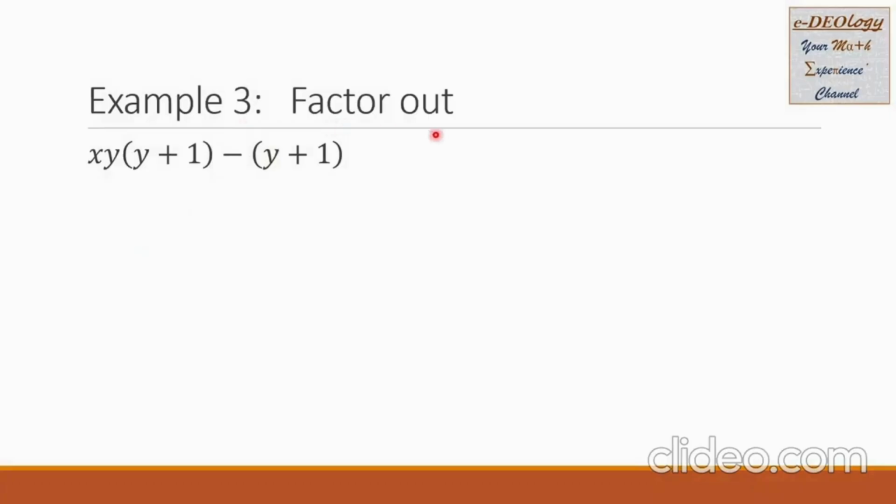Example 3. Factor out xy times the quantity y plus 1 minus the quantity y plus 1. We can see that we have here two groups. This is the first group and this is the second group. Analyzing the two groups, we have the GCF, and the GCF is the binomial y plus 1. Let us now factor out the two groups. First, we copy the GCF times the polynomial.